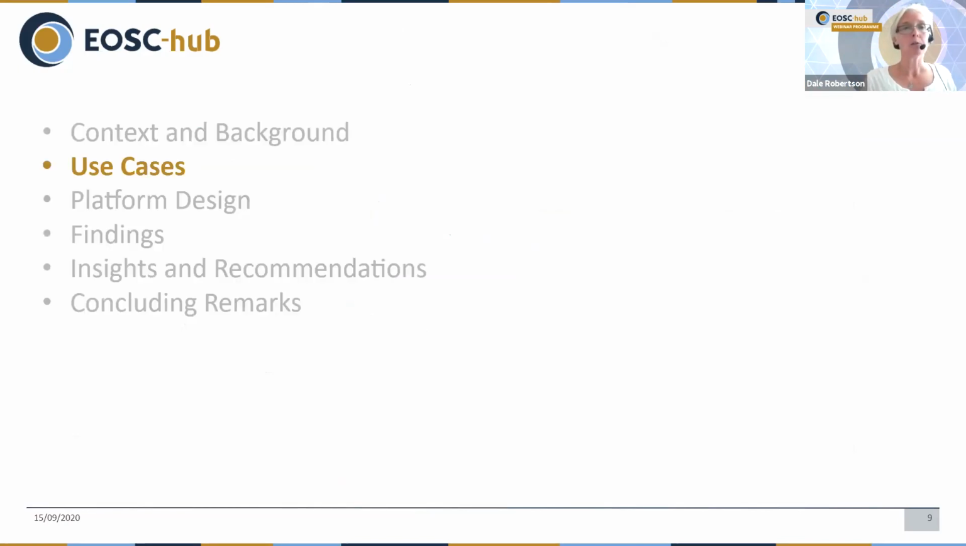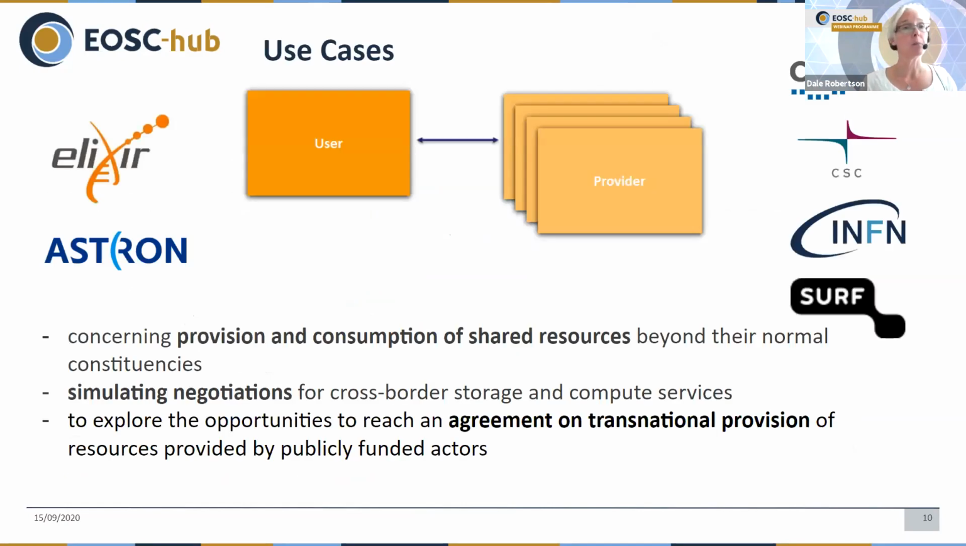So moving on, I'll outline what the use cases were that we conducted. There were two use cases involving the Elixir community and the LOFAR community, actually represented by Astron. They both concerned provision and consumption of shared resources beyond their normal constituencies. They involved simulating negotiations for cross-border storage and compute resources. These were not real-life negotiations, although the use cases were real enough in the sense that they reflected genuine desires within the two user communities for things that they wanted to do. And the aim of the use cases was to explore the opportunities to reach an agreement on the cross-border provision of resources provided by publicly funded actors.